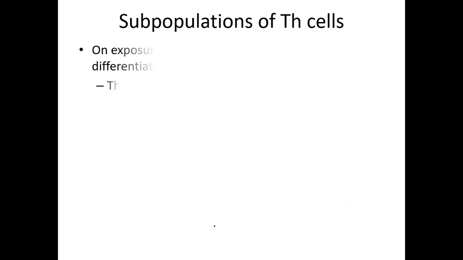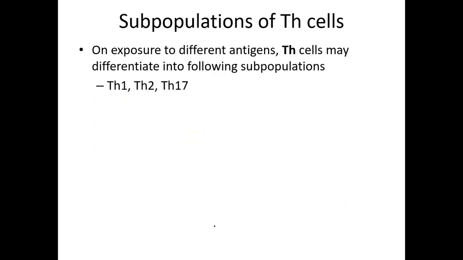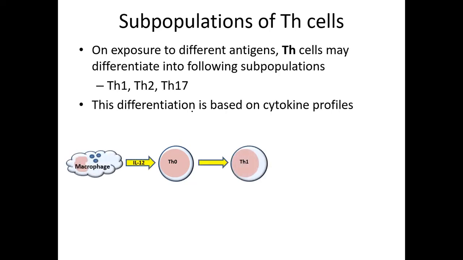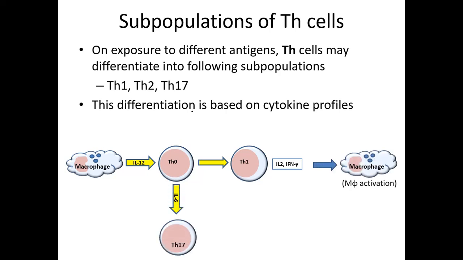Now, how do the T helper cells, which are a class of the T cells, differentiate into subclasses of the Th1, Th2, and Th17 classes? This differentiation is based on the cytokine profiles, which are elaborated by the specific cells. For example, we'll see here, the Th1 releases IL-2 and interferon gamma, which leads to activation of the macrophages. And the Th17 here is activated by the IL-6, which is released by the naive T cell.